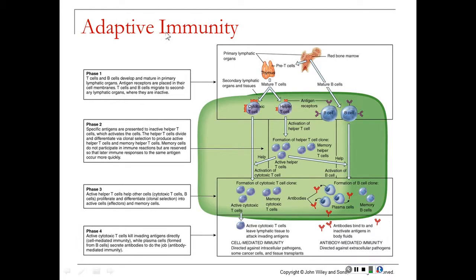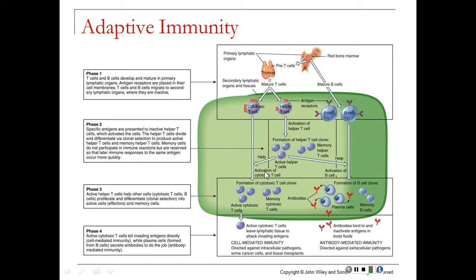Phase 1, T cells and B cells are developing. They're going to migrate to the lymphatic organs where they remain inactive. So, phase 2. Specific antigens are presented to the helper T cells. That's going to activate them. Those helper T cells divide and differentiate to form memory T cells, and that's what you see here. You have some memory cells being developed, as well as active cells being developed.